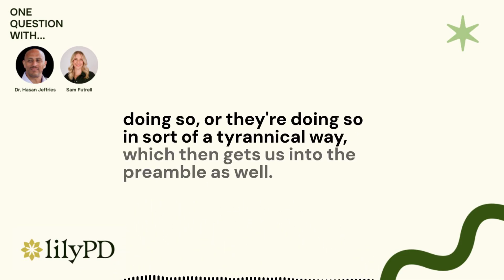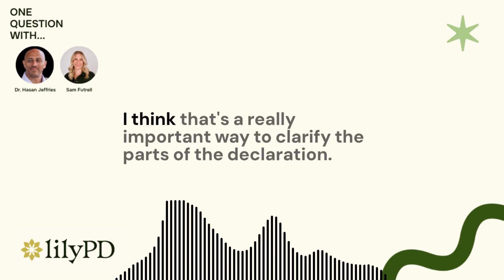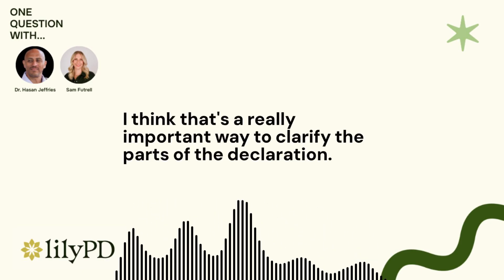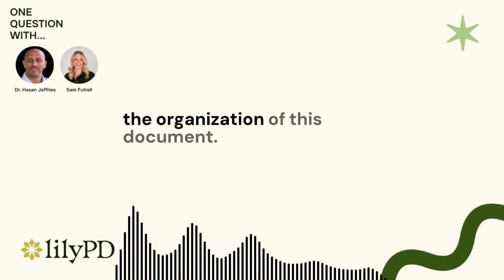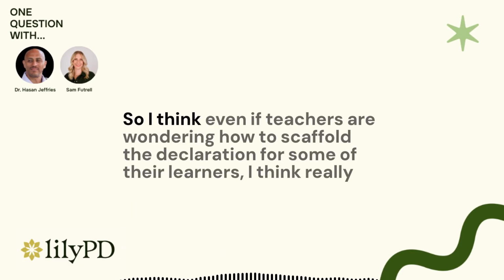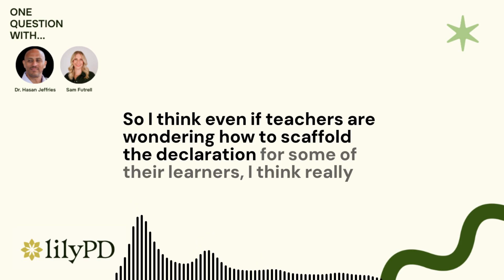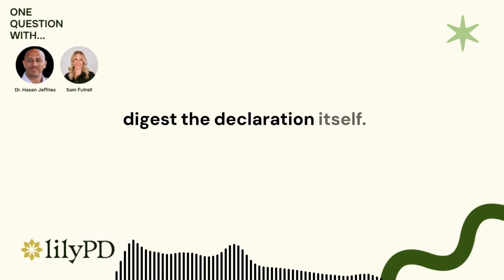and especially when they're doing so in a tyrannical way, which then gets us into the preamble as well, because now they're talking about the consent of the governed and such. I think that's a really important way to clarify the parts of the declaration. And I think that's really important for students too, to be able to break down the organization of this document. Even if teachers are wondering how to scaffold the declaration for some of their learners, I think just breaking down those sections can be super helpful in advance of reading and being able to actually digest the declaration itself.